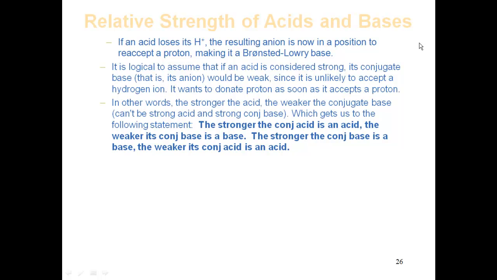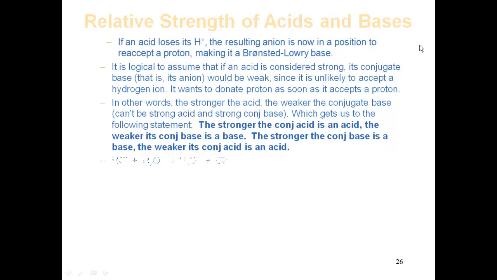Which gets us to the following statement, which we can use to compare acid strengths. The stronger the conjugate acid is as an acid, the weaker its conjugate base is as a base, or vice versa. The stronger the conjugate base is as a base, the weaker the conjugate acid is as an acid. So if it's a strong base or a strong acid, its conjugate species is extremely weak. We can use this to make decisions.